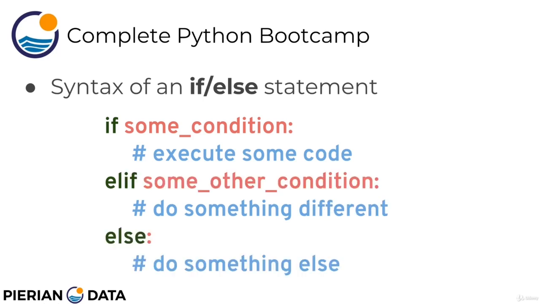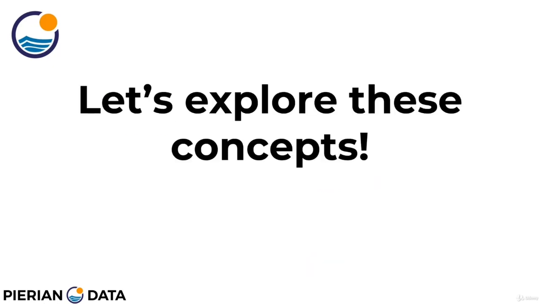If you want to check for multiple conditions before that else statement executes, you can have an elif statement. Basically you say if some condition, execute some code; elif some other condition, do something different. You can have as many of these elifs as you want, and then finally, all the way at the end, you can have an else statement to do something else. Okay, let's explore all these concepts by actually coding out some examples in a Jupyter Notebook.